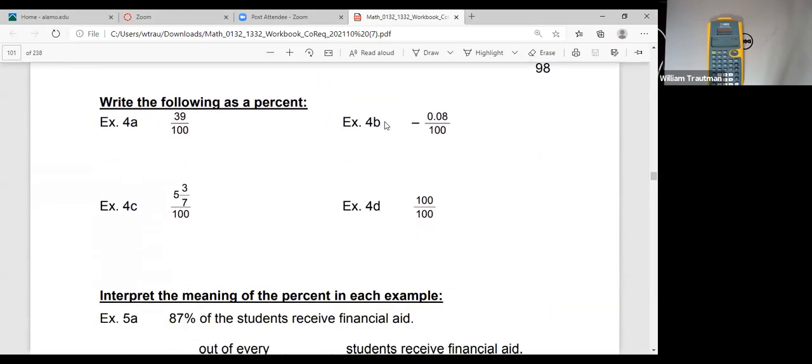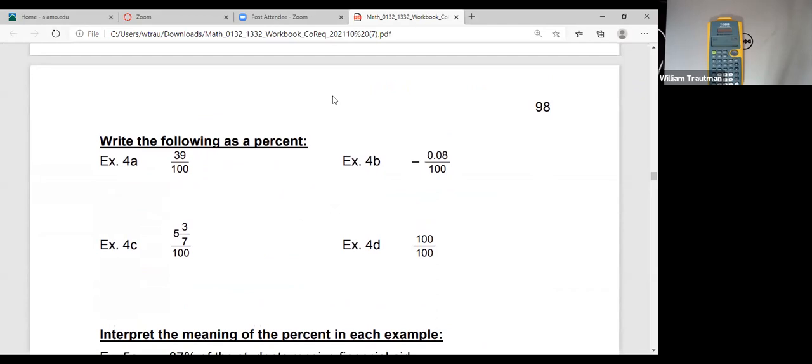Write the following as a percent. So we're going to do the same thing I've been doing. If we have a fraction, we put 39 divided by 100 in my calculator, and I get 0.39. This is the decimal equivalent, but we want percent. To get percent, you have to multiply the decimal equivalent by 100, and you get 39, and then you have to put the percent symbol. So 39 out of 100 is 39%.